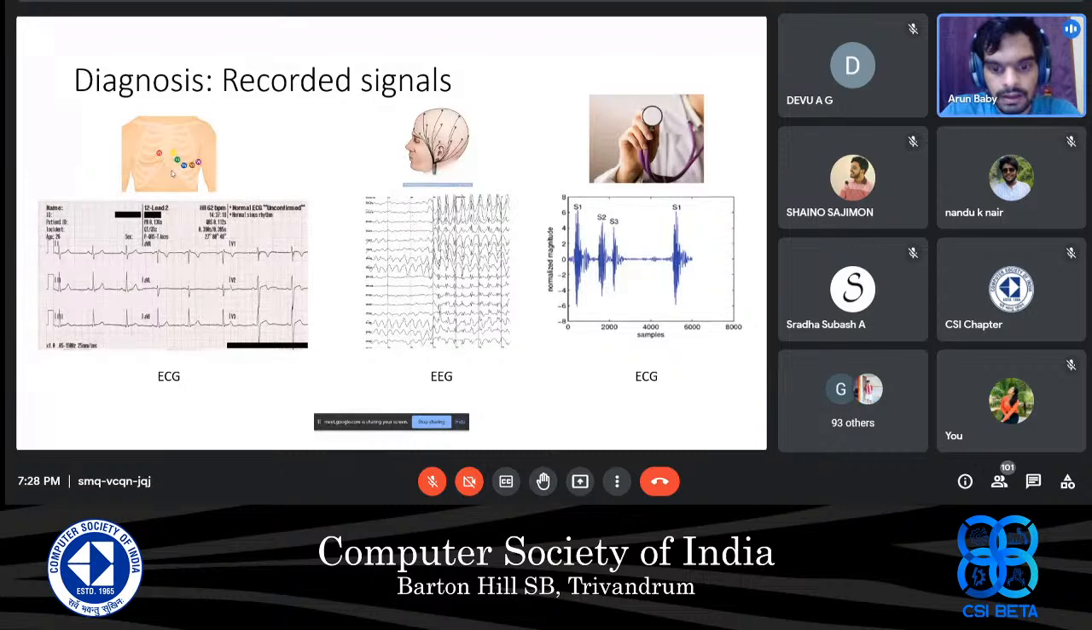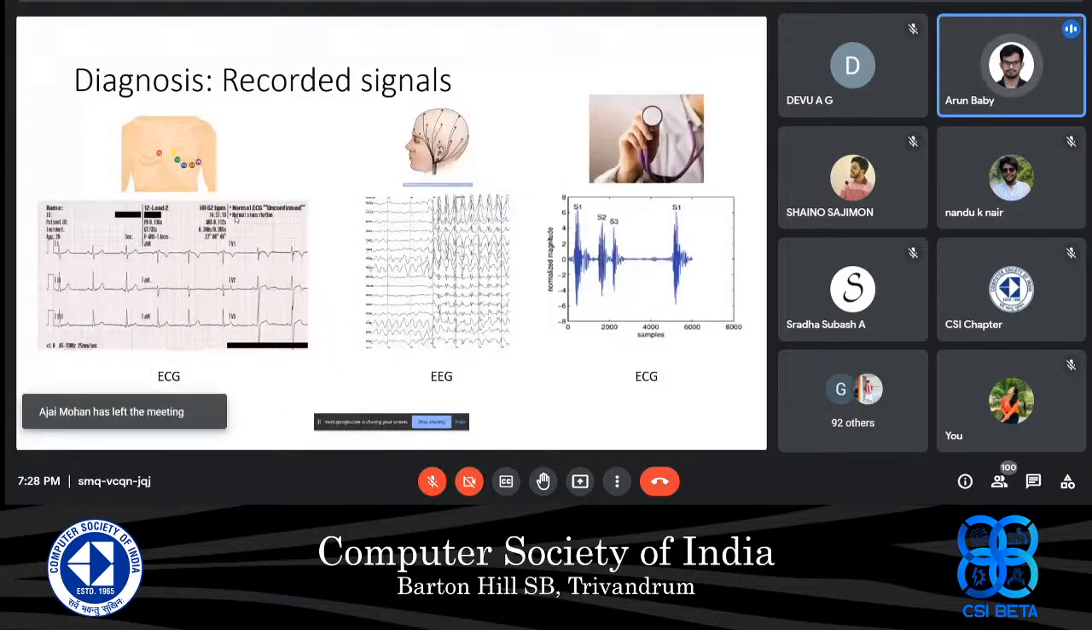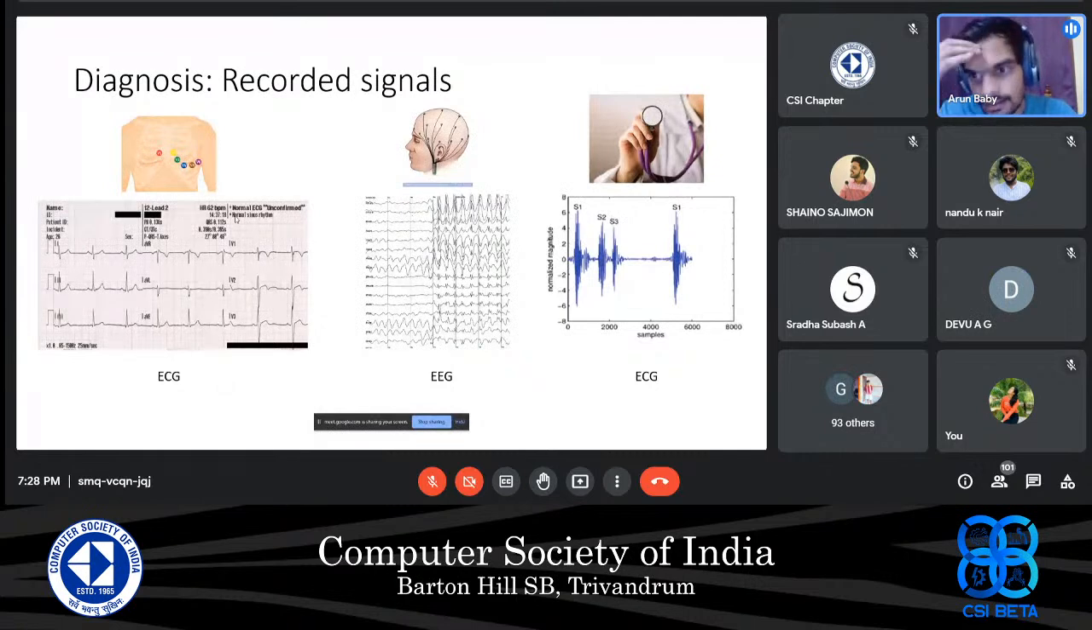Other than that, we have EEG, which is the electroencephalogram. This is the recording of the electrical signals from our brain, and it is really helpful in studying the brain. This time series data can be used for detecting a lot of diseases such as neural brain damage, epilepsy, etc.